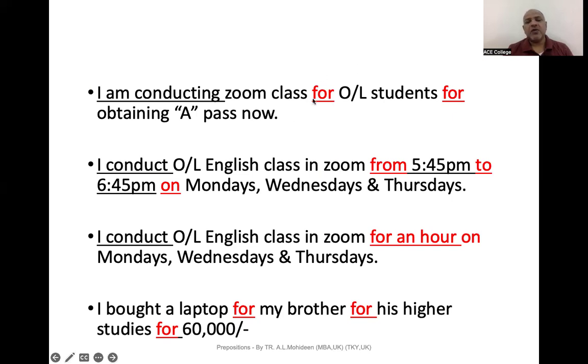Okay, for whom you are going to bring the people. For O-level students, I'm conducting Zoom class for O-level students, right? For obtaining a pass. Now I conduct, here I am conducting. Now you're putting the present continuous tense. This is the simple present tense. So I conduct O-level class from 5:45 p.m. to 6:45 p.m. So now you can say, this is the duration, from, to, okay.